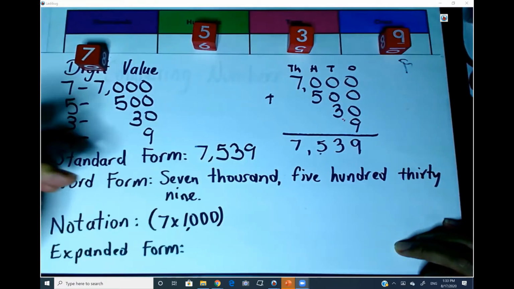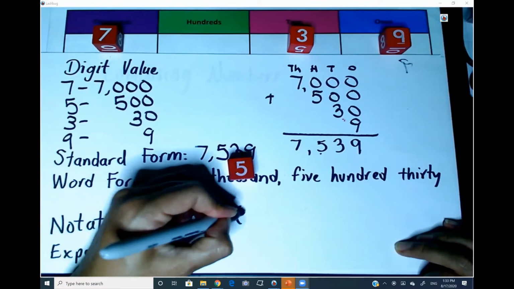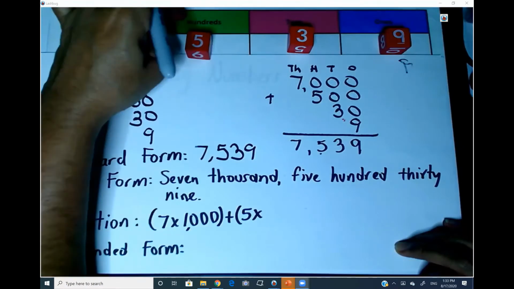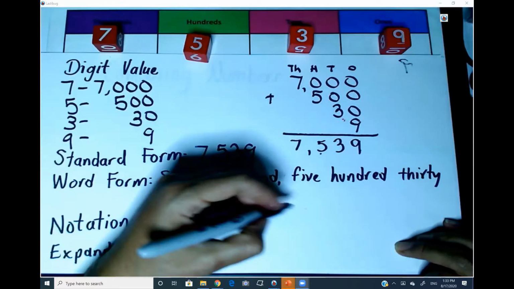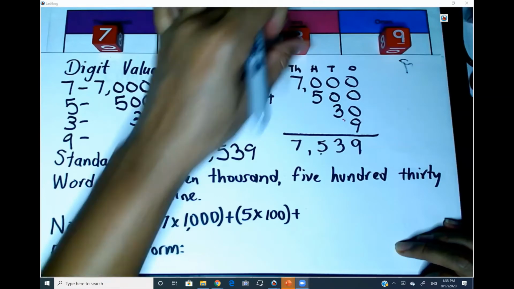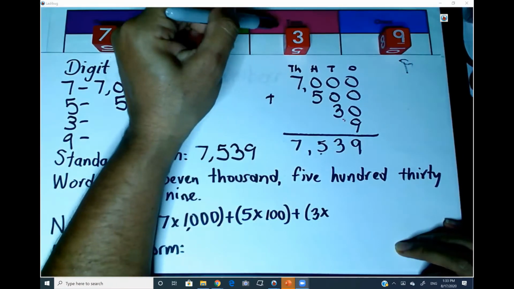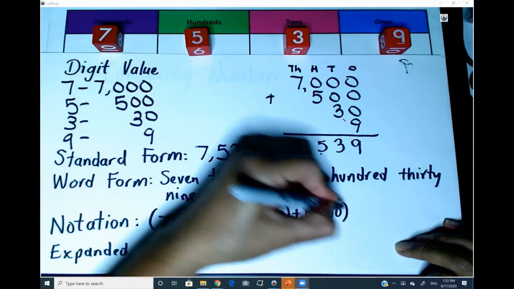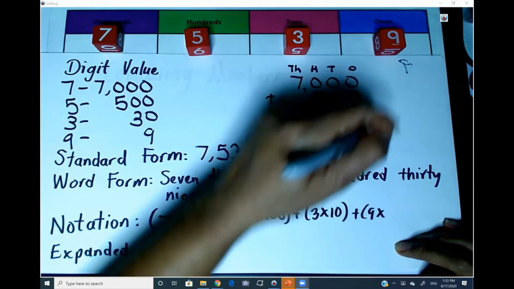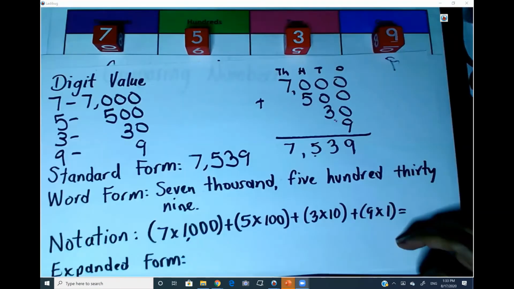Close my parenthesis. Then the next digit is 5, so I'm going to put plus 5 times 100 because it's in the hundreds place. Plus, now I'm going to do digit 3. Digit 3 is going to be times 10 because it's in the tens place. And finally, I'm going to do the 9 times 1 because 9 is in the ones place. And when I add it together, I'm going to have the answer.